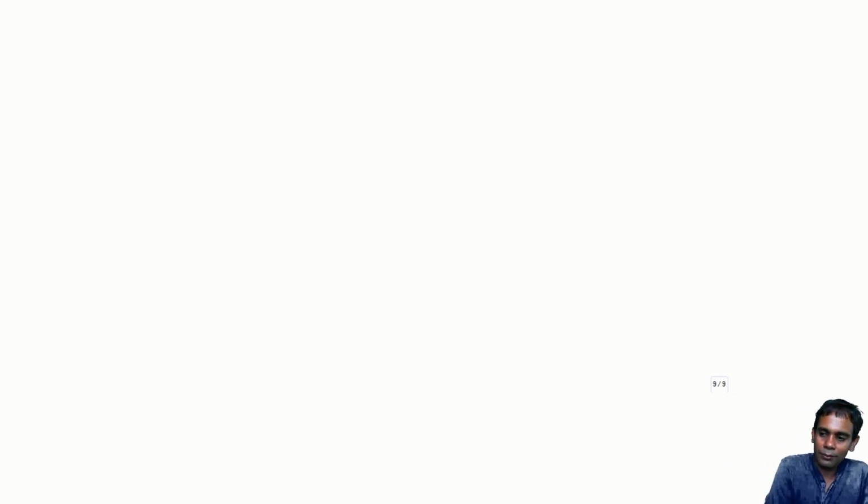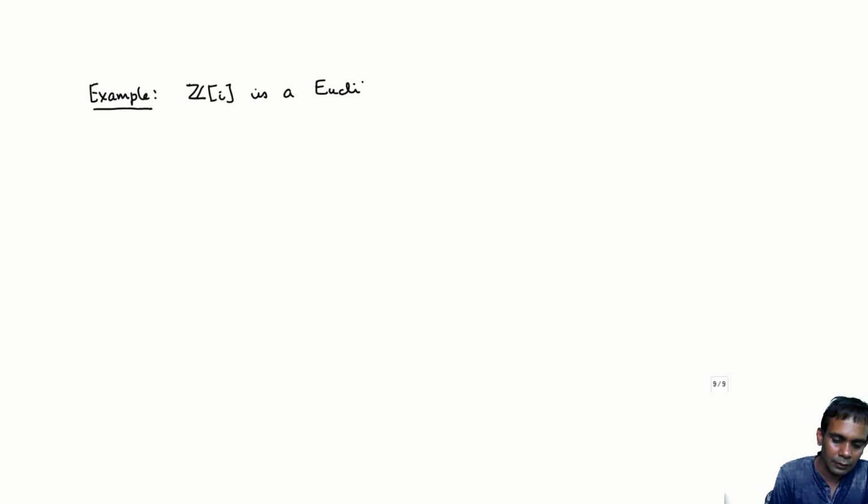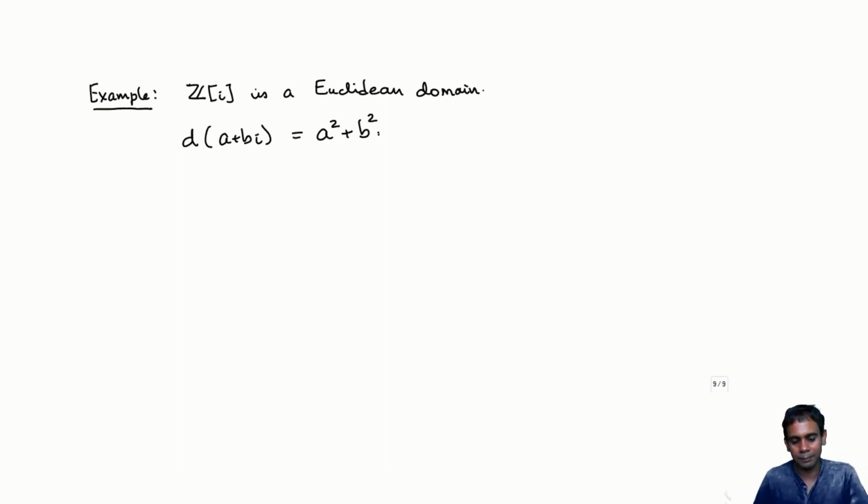Let's look at one more surprising example of a Euclidean domain, which is the Gaussian integers. The d function here is just a squared plus b squared. I'll let you think about how to prove this.